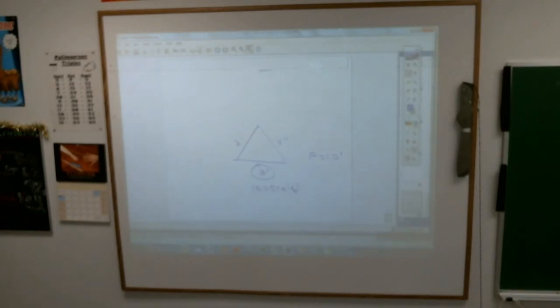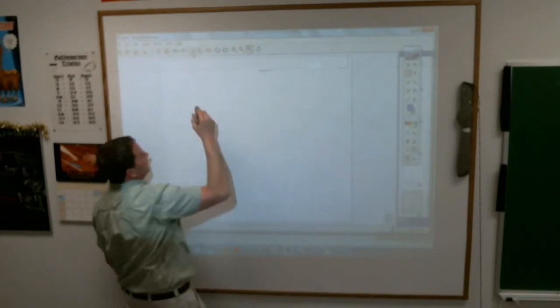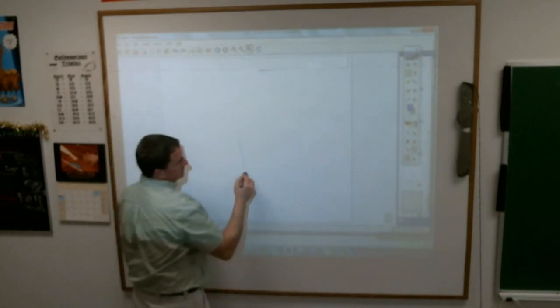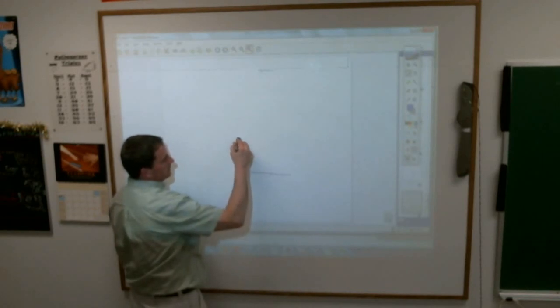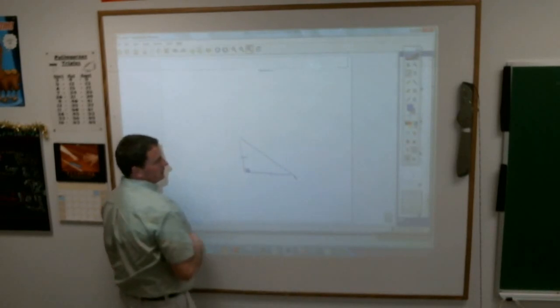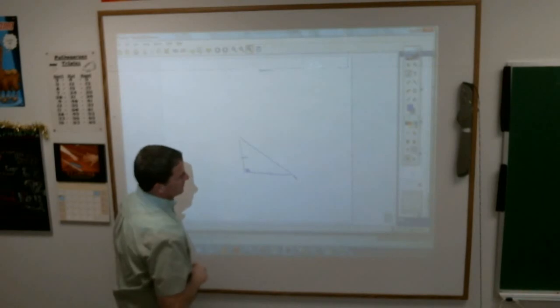How about every right triangle is a scalene triangle, true or false? If something has a right angle in it, does it have to be scalene, yes or no? In other words, can you draw a right triangle that is not scalene? Here's a right triangle. If this side and this side are equal, can you draw a right triangle that's not scalene? Yeah, that's isosceles. Enough of that.